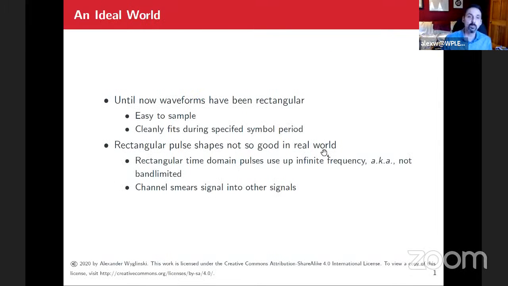So that's the problem with these rectangular pulses. And in the time domain, great. You can see it, awesome, looks great. It's the frequency domain that causes quite a bit of problem.